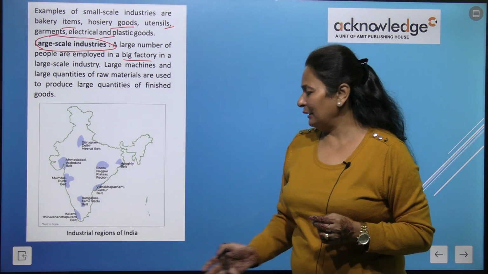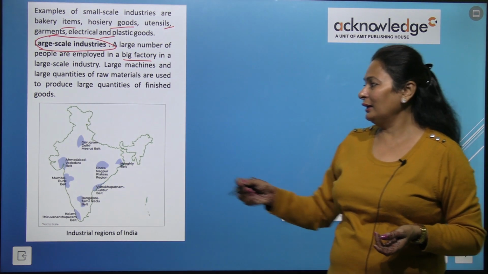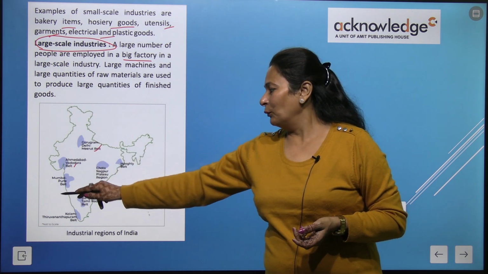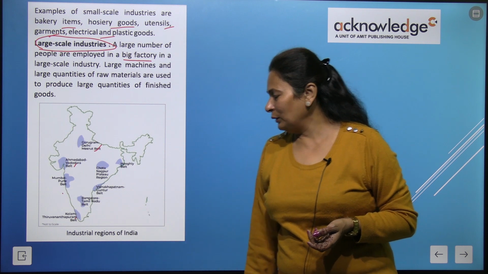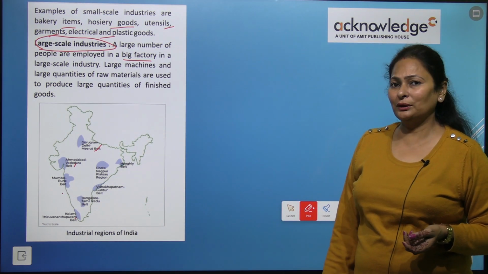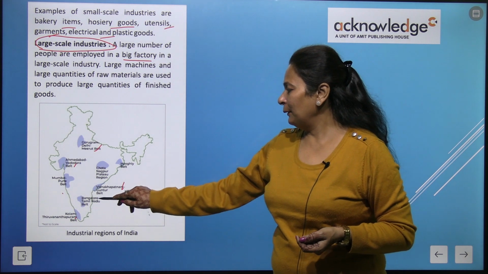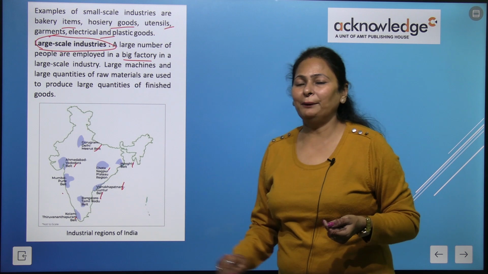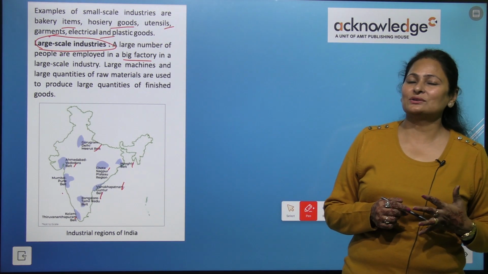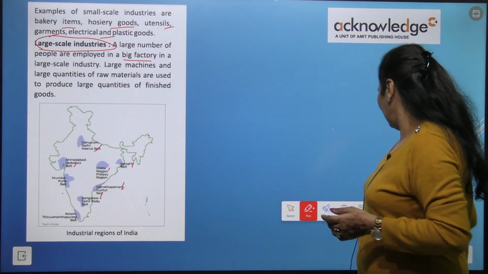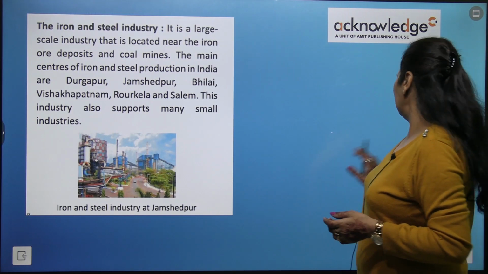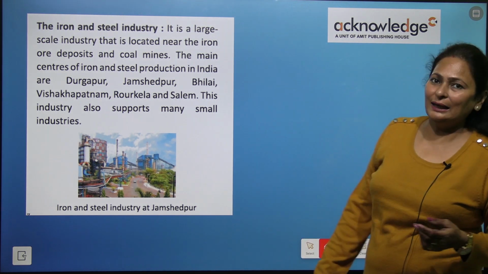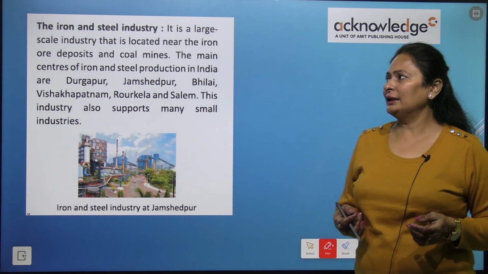Here is the example, industrial regions in India. It is Gurgaon, Ahmedabad, Mumbai, Kollam, Thiruvananthapuram and Visakhapatnam, Bangalore, Chota Nagpur Plateau and Hooghly belt are some industrial areas, right? So you have understood about these industries, right? So let's see about the large scale industry, a few large scale industries.